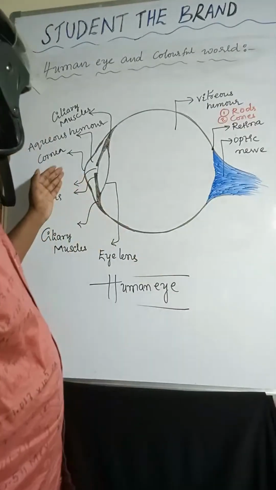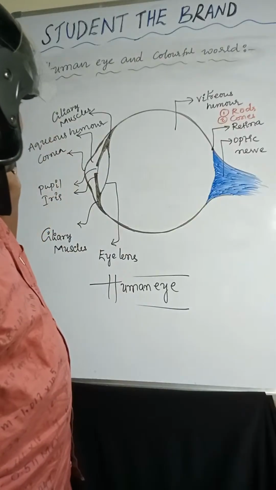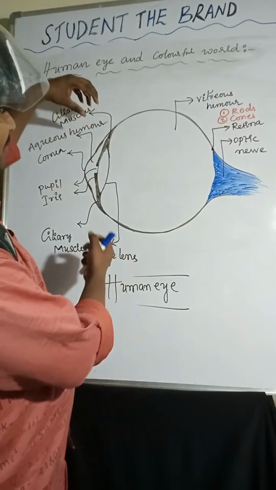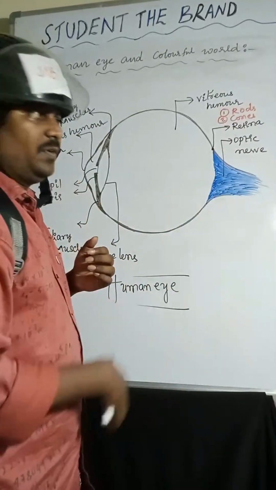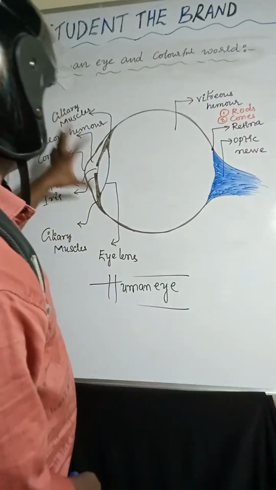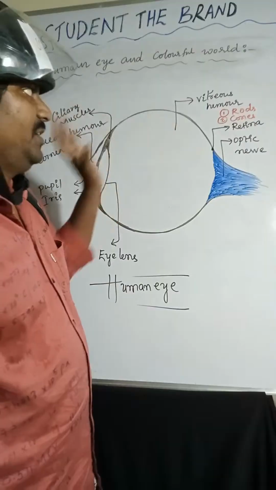Once again, the cornea is the front protective layer, and most of the refraction takes place at the cornea. The ciliary muscles will adjust the curvature of the eye lens so that we are able to see near distance as well as far distance. The eye lens is a crystalline lens. Whenever light rays fall on it, they converge and fall at the retina.